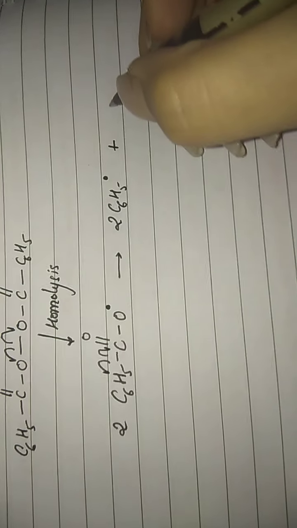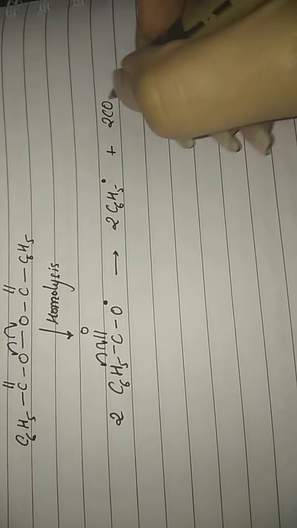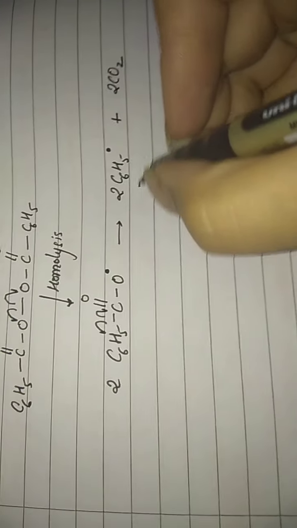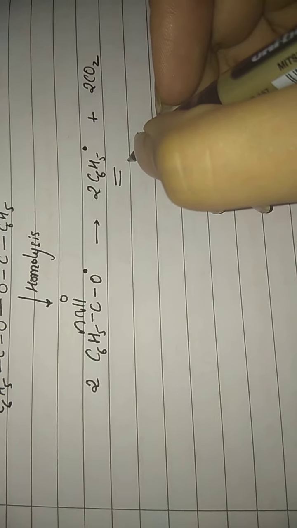So what would you get? You will get 2 C6H5 radicals, right? And along with that you will get 2 molecules of carbon dioxide, CO2. Okay, now this acts as the chain initiator. Now how does it act as the chain initiator?